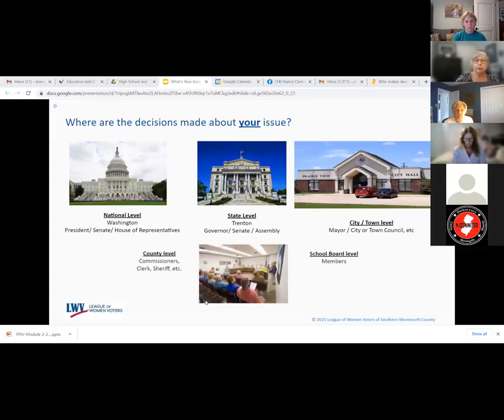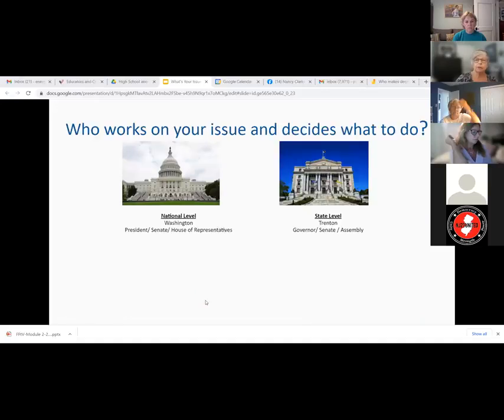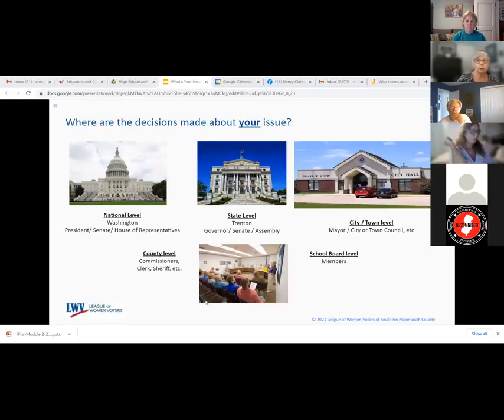At the county level, it's your county commissioners, and in New Jersey, those were formerly called freeholders, but now they're called commissioners here too, and the sheriff and the clerk, and there are a couple of others that are elected positions. And at the school board level, it's the local elected community members who make the decisions for you, and generally they elect their president and their vice president.